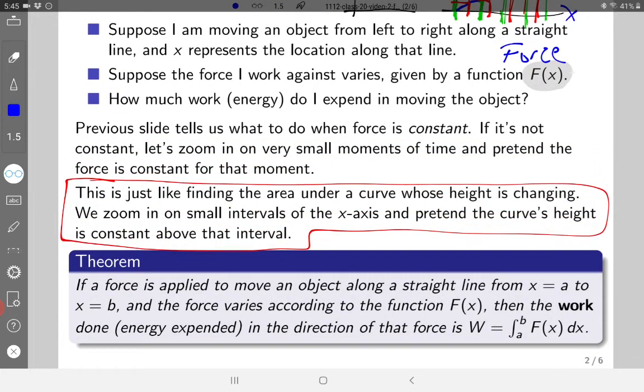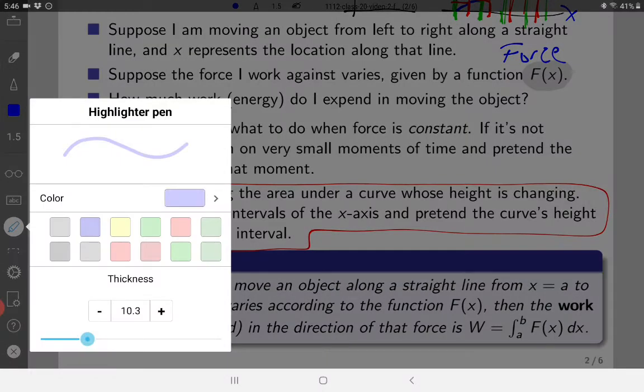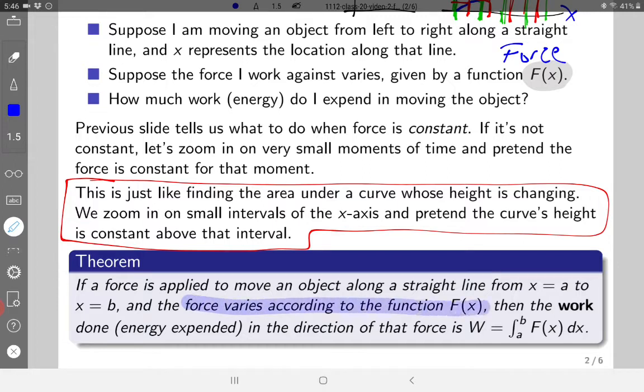And so that's why I have this statement in the theorem box down at the bottom that says, if I'm applying a force to move an object along a straight line from x equals a to x equals b, and the force is varying, the force is not constant, and it varies according to some function, then the work is just the integral of that function over that interval from a to b.